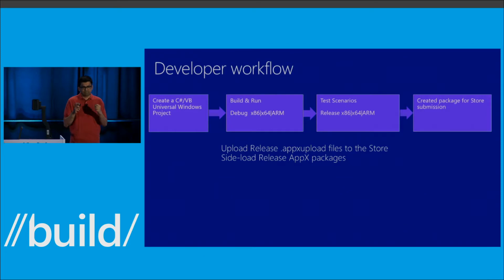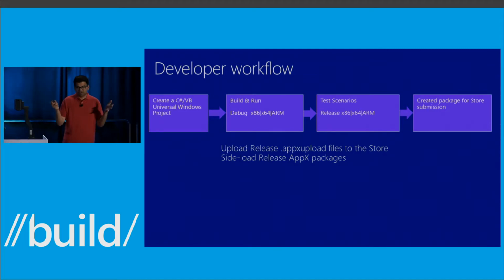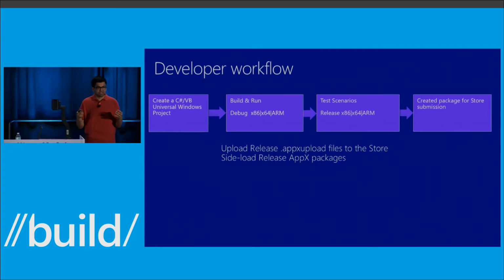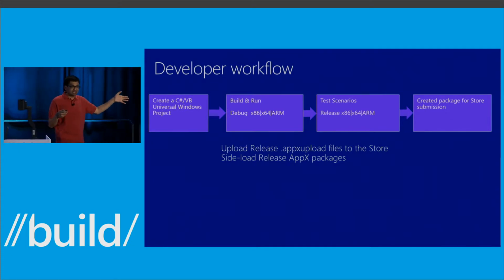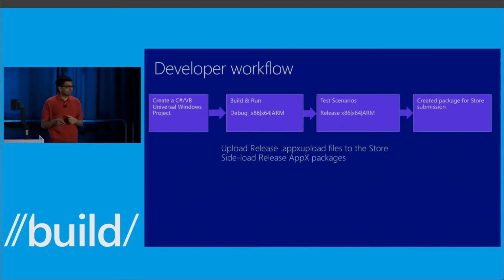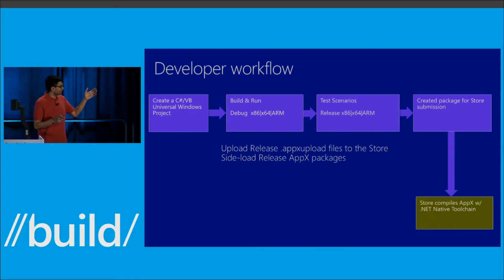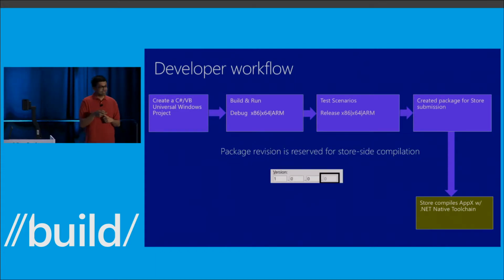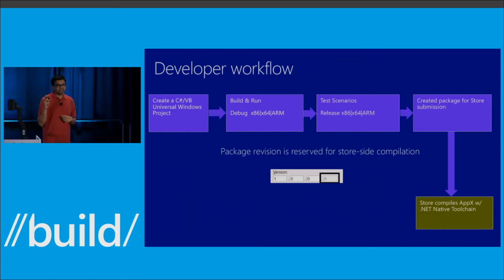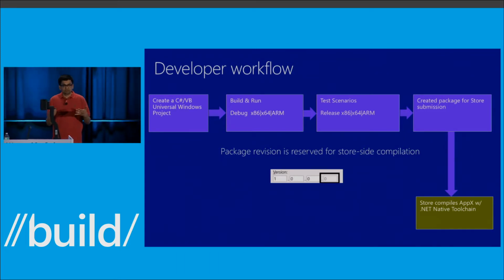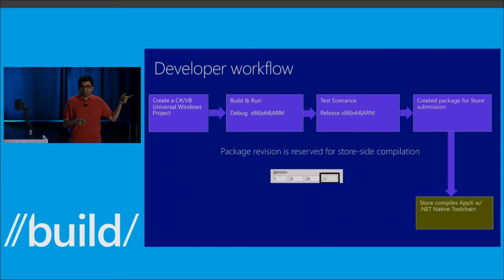You'd continue to upload the AppX upload files to the store that contain various architectures, and you would continue to sideload if you're an enterprise customer. And as you guys heard, we did a lot of work to make sideloading a lot easier in Windows 10. You'd continue to use the AppX package to sideload to the right device in an enterprise scenario. And the rest of that we already talked about. Like the store compiles the AppX with the .NET Native toolchain before it sends it down to the client. The only thing I wanted to call out from the perspective of the developer workflow that you should be aware of is in Visual Studio, in our packaging wizard, you can specify a version specific to your policy of the company that you're working for.